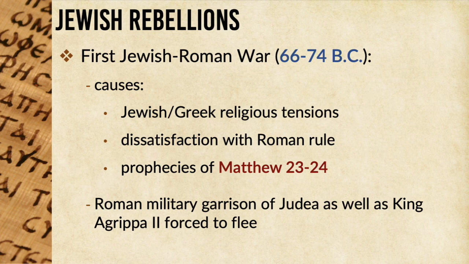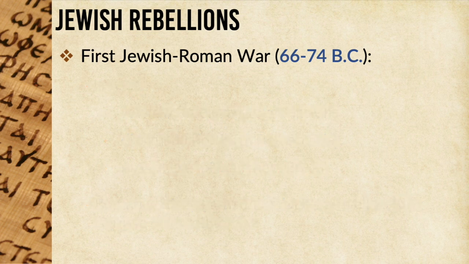So when this gets started, this is not just a minor thing, because the Roman military that's there, they have to leave. They have to get out. They can't stay. King Agrippa, who's the king of this area, and remember, he's a puppet king under the Romans, he has to leave as well. So let's look on. What's going on here with this Roman war?